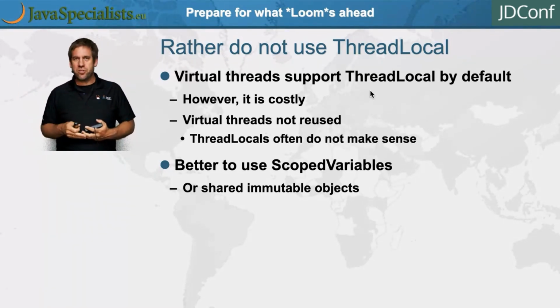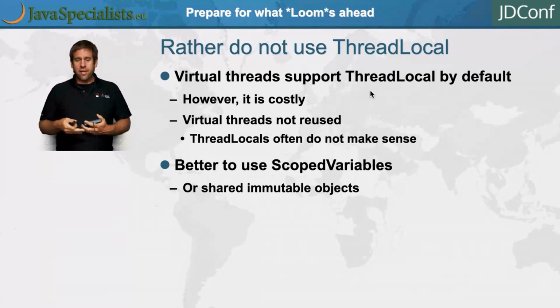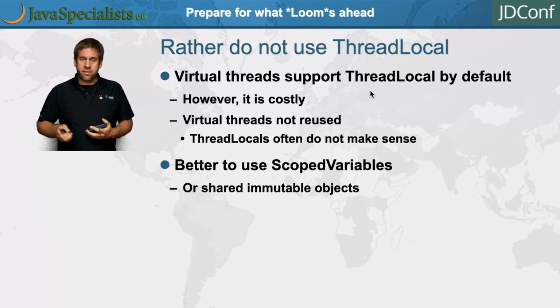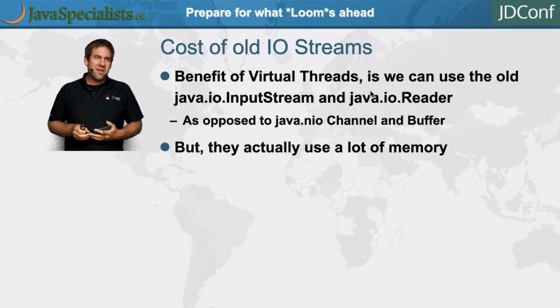Also, ThreadLocal is problematic. There's a better solution with Project Loom called scoped variables, which you should rather use. They weren't sure whether they should support ThreadLocal or not. They do, but you can turn it off. ThreadLocals also often don't make sense because virtual threads don't get reused. They're so cheap to create, they just get thrown away afterwards.